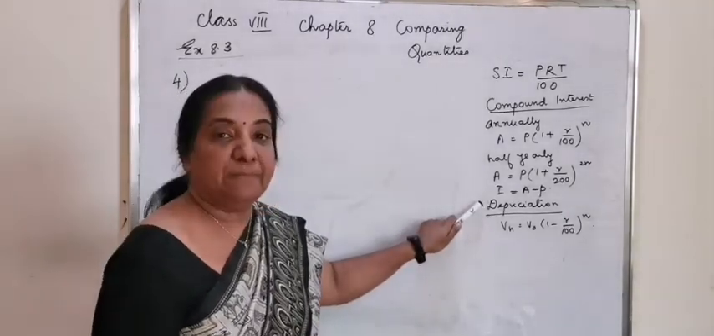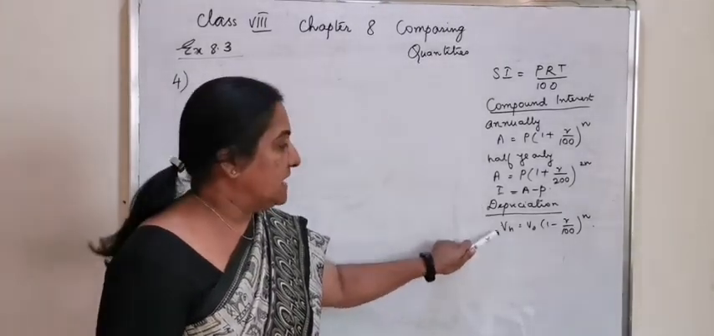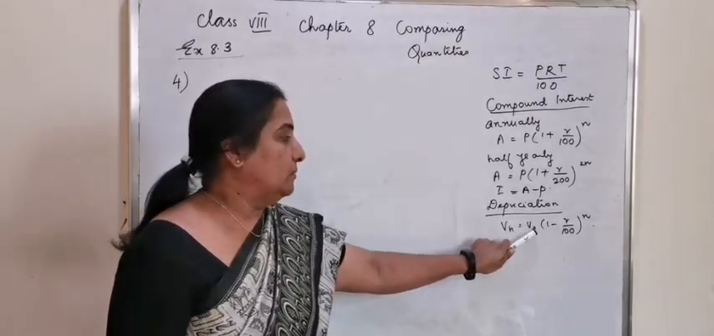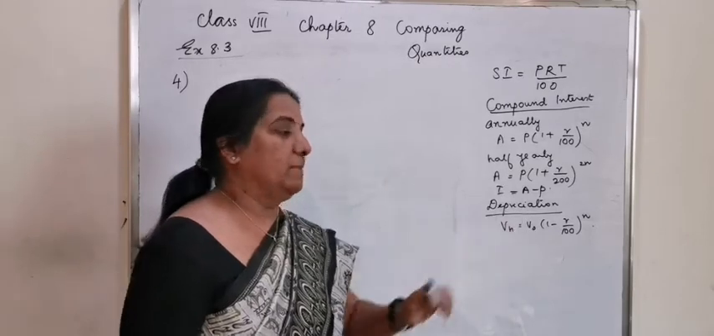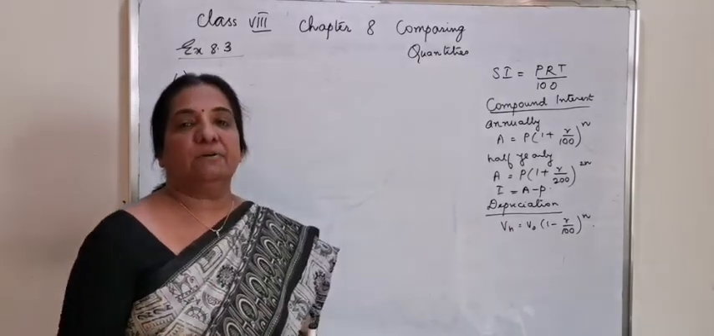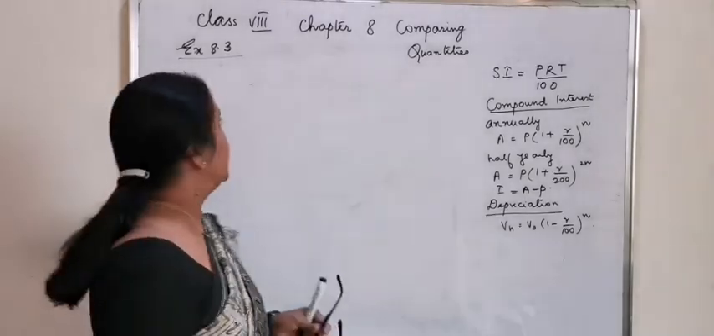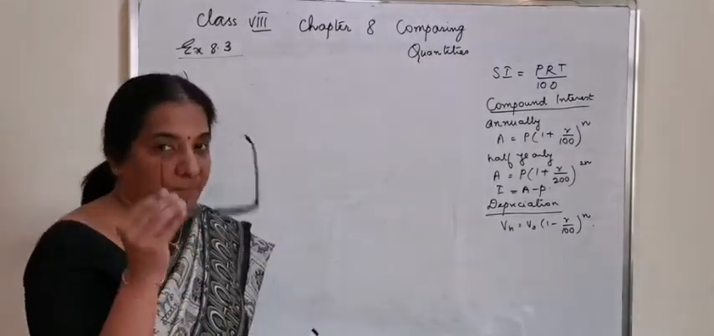And if you buy any article and sell it after a particular number of years, you name it the depreciation value. That means the value after n years will be calculated as value, the original price, into (1 minus R by 100) to the power of n. Based on these formulas, we will complete exercise 8.3, question number 4.